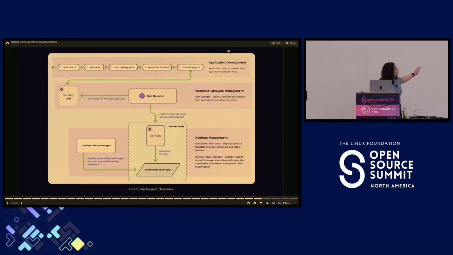And looking at all of those parts together in a diagram, this is the flow of it. We went through the spin new, spin build step, and then with the spin registry push, my WebAssembly binary is now up in an OCI registry, and then I can use the SpinCube plugin to scaffold up my custom resource and apply it to my cluster just as I would any other custom resource. The Spin Operator sees that, and it creates a deployment of apps, which sounds weird to say, but in reality, those are WebAssembly Spin applications. The way that works is we add a runtime class to it that tells containerd to execute it with the Spin shim instead of executing it as a container.